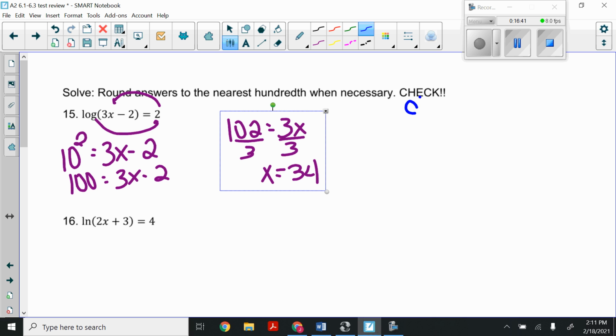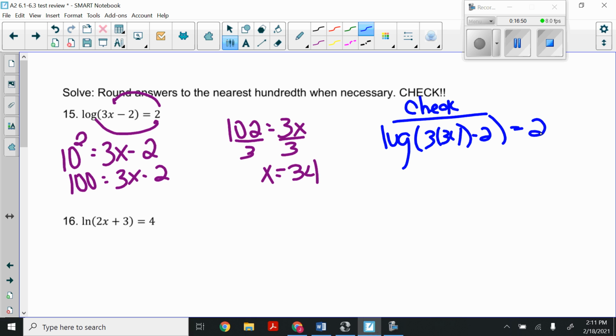So over here, I'm going to check, because I started out with a logarithm. So log of 3 times 34 minus 2, does that equal 2? So 3 times 34, and then that's, let's see, 102 minus 2, so this becomes log of 100 equals 2. Is log of 100 equal to 2? Yes, it is. That checks. So 34 is our answer.